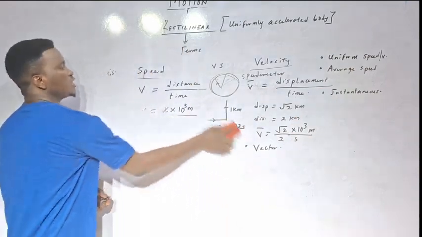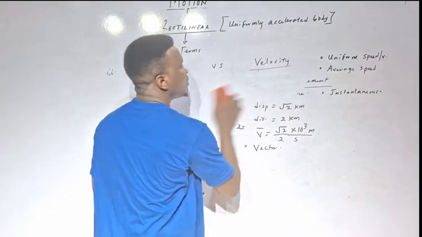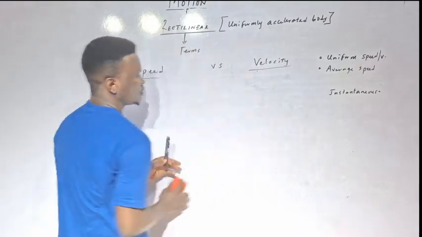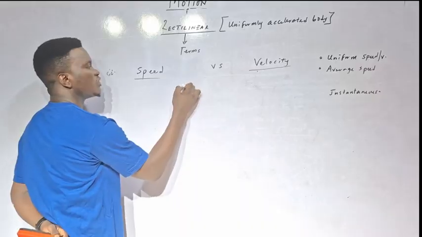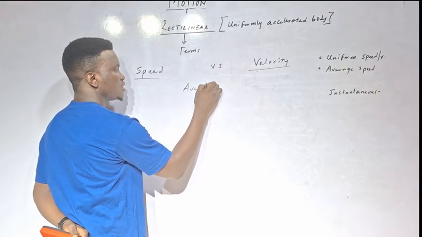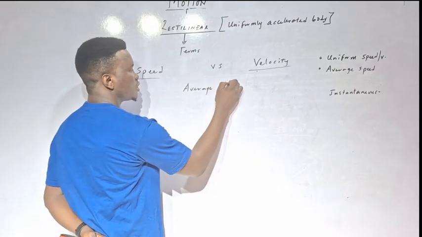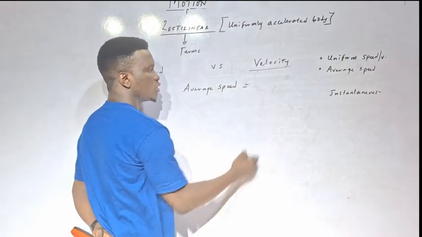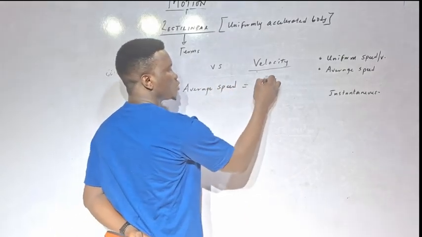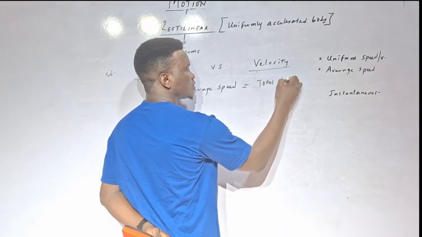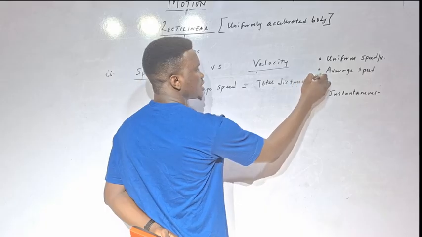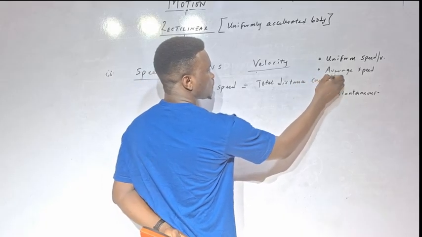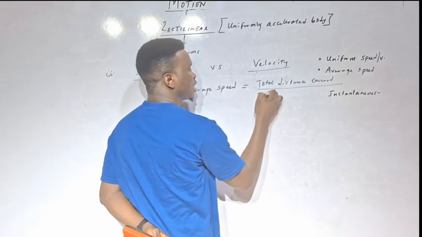So when you hear the words average speed, average speed is defined as, physics is all about understanding the concept and doing it well, average speed can be defined as total distance covered. I hope you are writing. Total distance covered all over the total time taken.